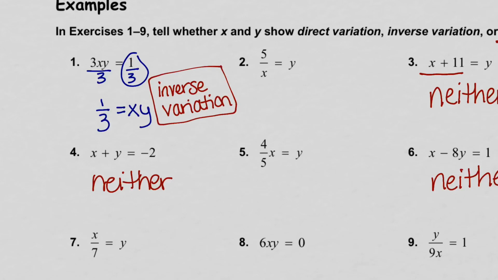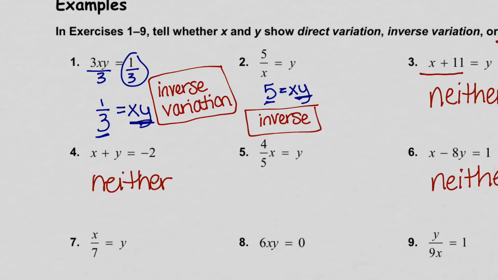Again, if I want to solve for the constant in number 2, I need to multiply by x. So I'm going to get 5 equals x times y. Well, look, that looks like this: x times y, constant on the left side. So this is also inverse variation. I'm just going to write inverse.